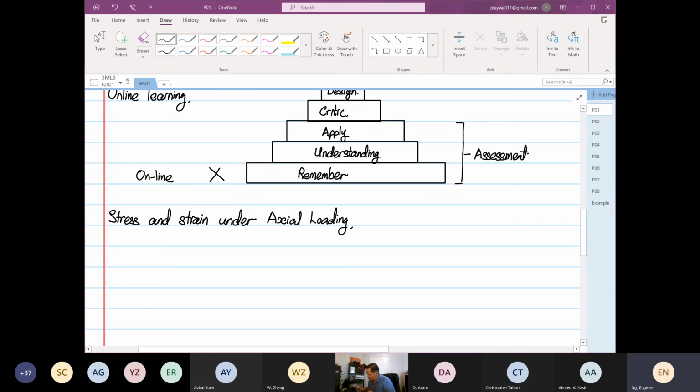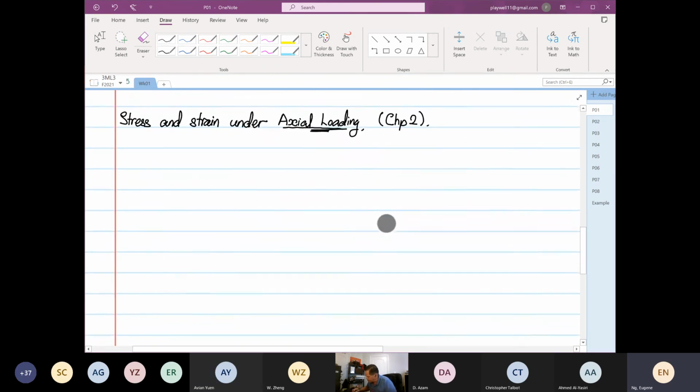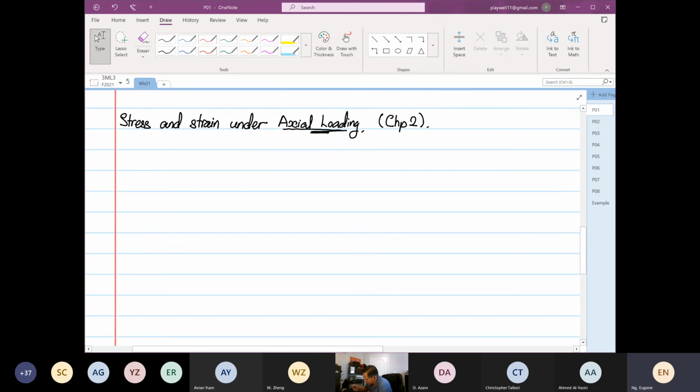The key term over here is axial loading. I want to emphasize the term axial. Whatever I teach now will only work under axial loading conditions, so there is no bending or whatsoever. If you look at the textbook, this is in chapter 2. So let's see what I actually mean by axial loading.